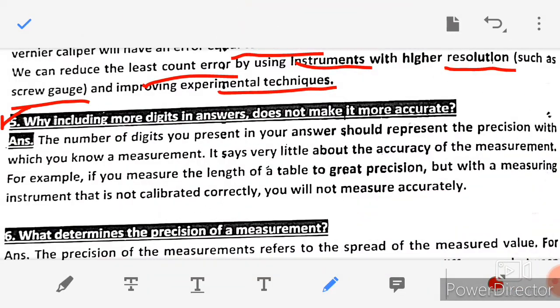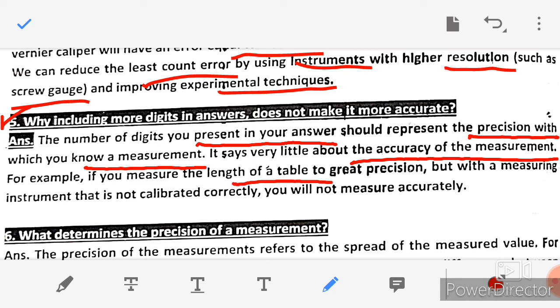Now moving towards the next question. Question number 5 is included in the reduced syllabus 2021. Why does including more digits in an answer not make it more accurate? Answer: the number of digits you represent in your answer shows the precision with which you know the measurement. It says very little about the accuracy of a measurement. For example, if you measure the length of a table to a great precision, but with a measuring instrument that is not calibrated correctly, you will not measure accurately.